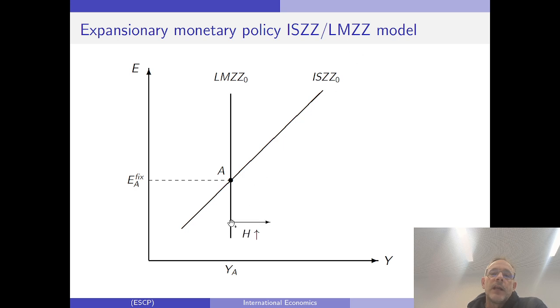First, the LM curve shifted to the right because the central bank increases the domestic component of the money supply. In a floating exchange rate system, the exchange rate would increase, so a depreciation of the domestic currency would occur. In a fixed exchange rate system, it implies that there is depreciation pressure on the domestic currency.